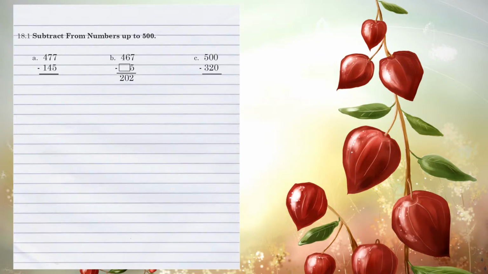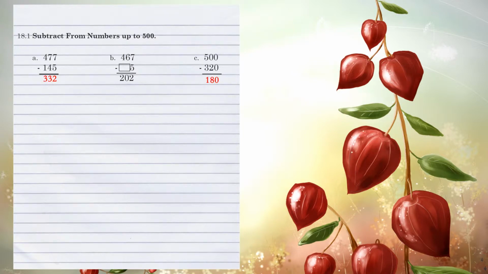If we start off in the ones column, 7 minus 5 equals 2. In the tens column, 7 minus 4 equals 3. And in the hundreds column, 4 minus 1 equals 3. For a final answer of 332.